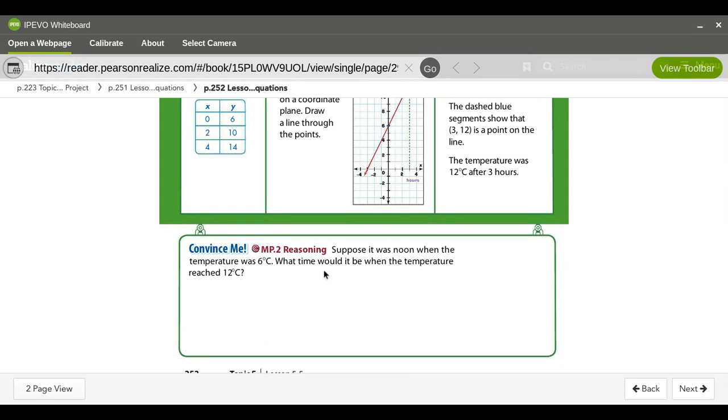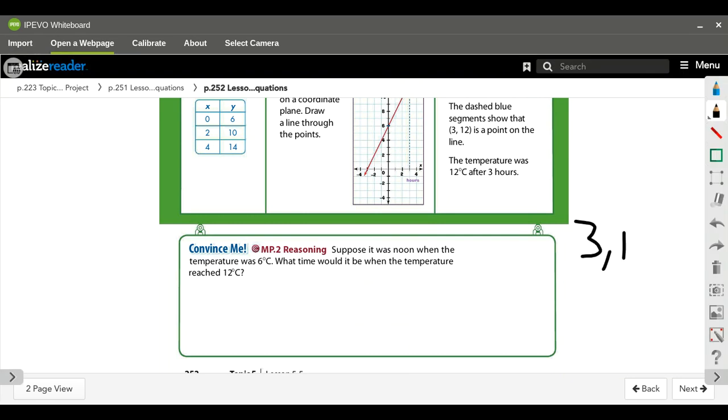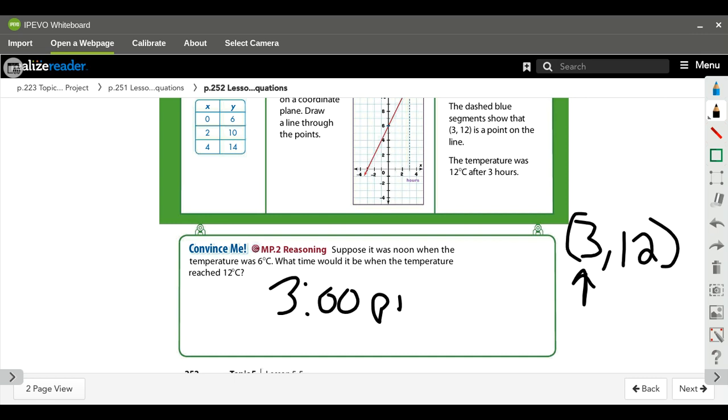What time would it be when the temperature reached 12 degrees? So we had the point of 3, 12. So this represents the number of hours. So 3 is going to be the number of hours that pass. So if it was noon, 3 hours would be 3 o'clock p.m. because 1 o'clock is 1 hour, 2 o'clock is 2 hours, 3 o'clock is 3 hours. So it'll be 3 o'clock p.m.